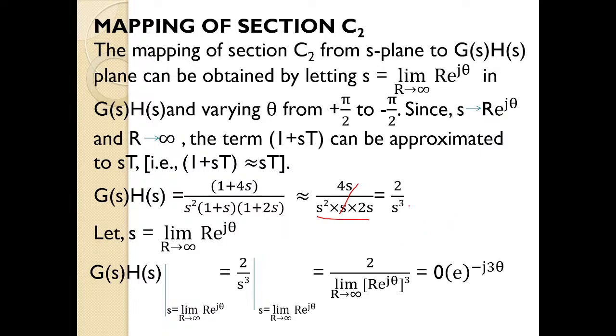So G(s)H(s) is equal to 2 by s cube at s equal to limit r tends to infinity of r e power j theta. Substitute the s value in the 2 by s cube equation. You will get 2 by limit r tends to infinity of (r e power j theta) whole cube. Substitute infinity instead of r, and 2 by infinity is 0. E power j theta cube is there, send it to the numerator, and you will get e power minus j 3 theta.